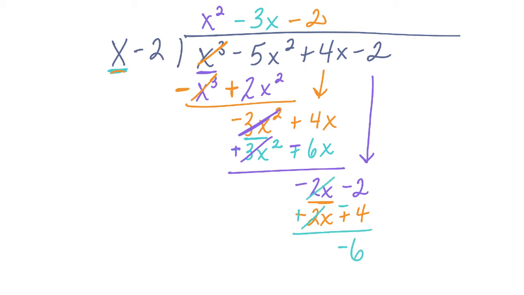Now, we're not just going to write our negative 6. We're actually going to take this remainder, and we're going to add negative 6 over the divisor of x minus 2. So my final answer is x squared minus 3x minus 2 plus negative 6 over x minus 2.